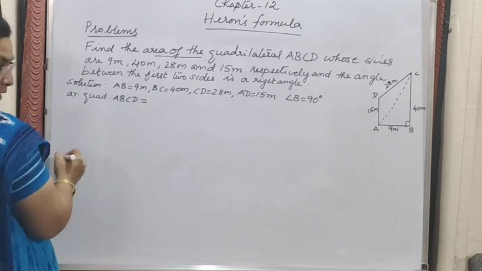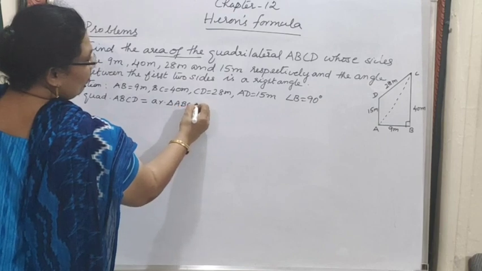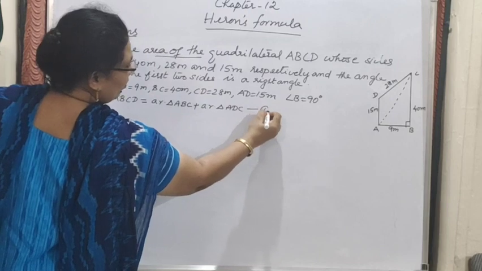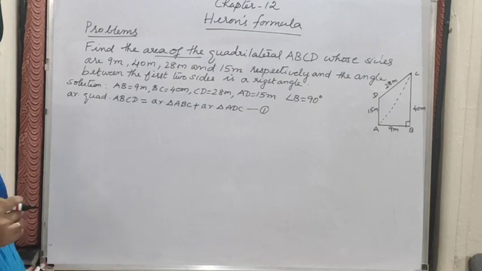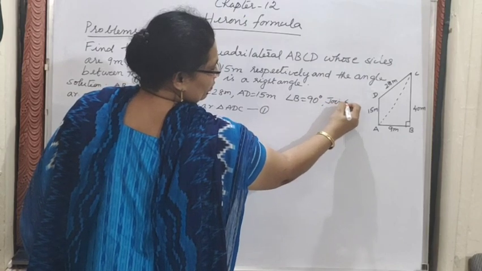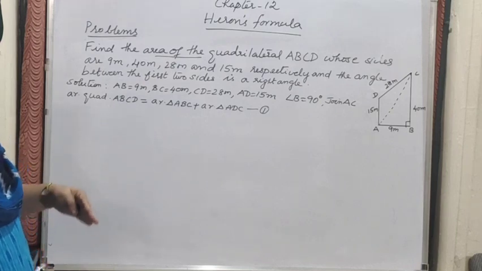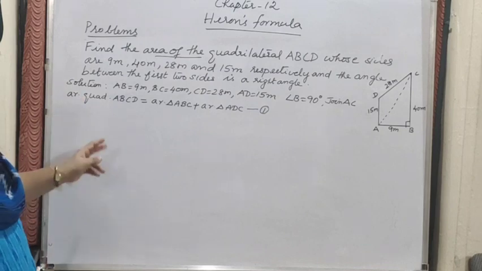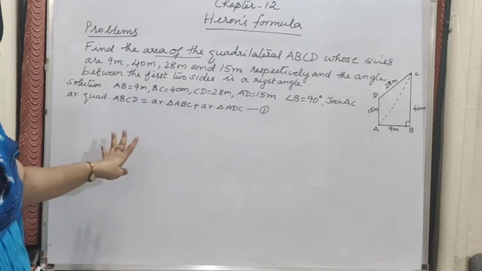So we can write that area of the triangle ABC plus area of the triangle ADC. Equation number 1. Now we'll separately calculate the area of the triangle ABC and the area of the triangle ADC. You can write here join AC also. If it is not written, okay also, because it's not a geometry proof, it is solving problems only, but whatever we have done, we should specify, that is best. So area of quadrilateral ABCD means area of triangle ABC plus area of triangle ADC. We got the first equation.